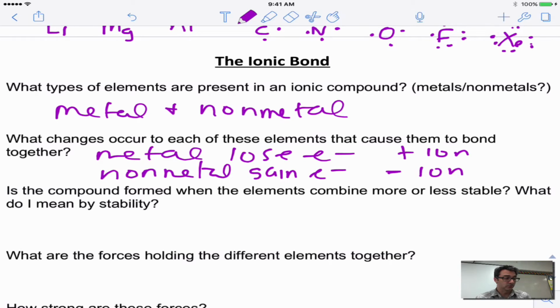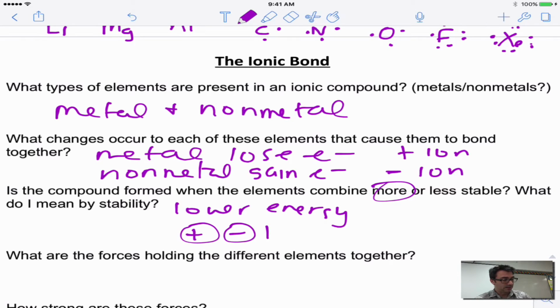So when the compound is formed from its elements, you end up being more stable. And what I mean by stability is, as I mentioned before, lower energy. This lower energy comes from this huge attraction between the positive and the negative ions. So you'll have a positive ion and a negative ion, positive ion and a negative ion. This is in 3 dimensions, in all directions, and so you end up with something called a lattice, a regularly repeating pattern.